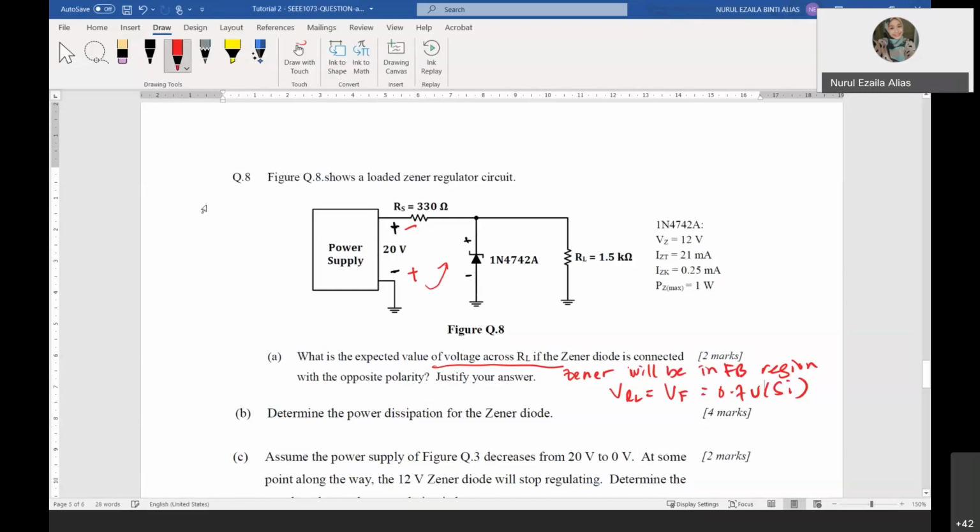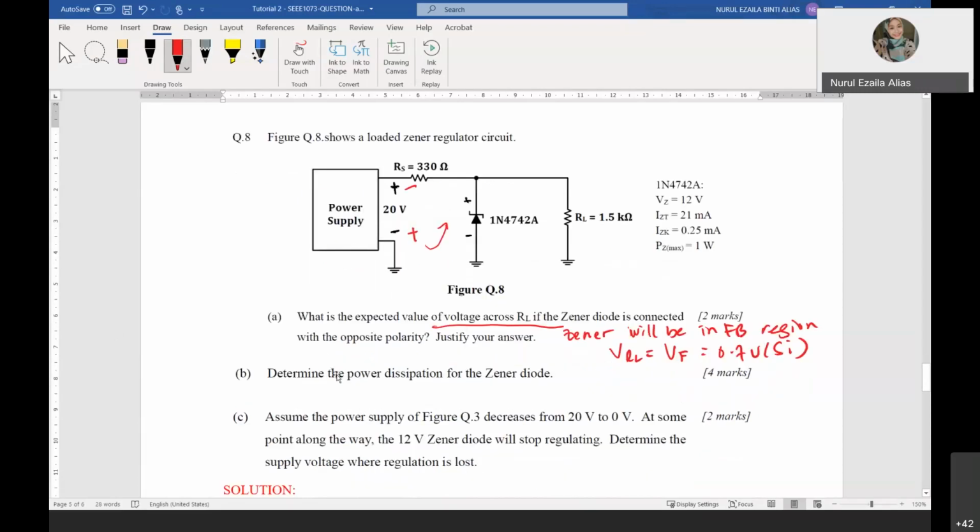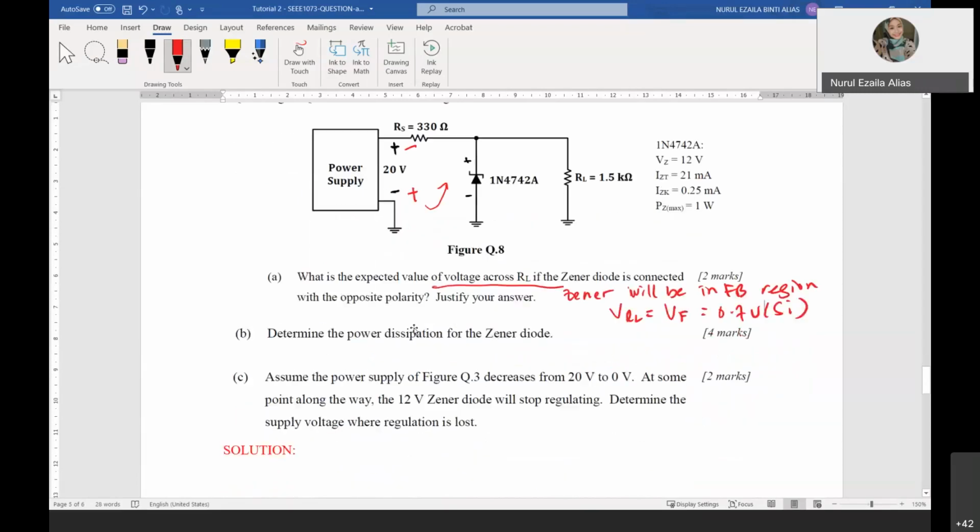Same as the tutorial, the last one in tutorial 1. Determine the power dissipation of the Zener diode. So now we are looking back at this one, the black one, with plus and minus on top. How do we determine the power dissipation? Meaning that you need to find your RS.